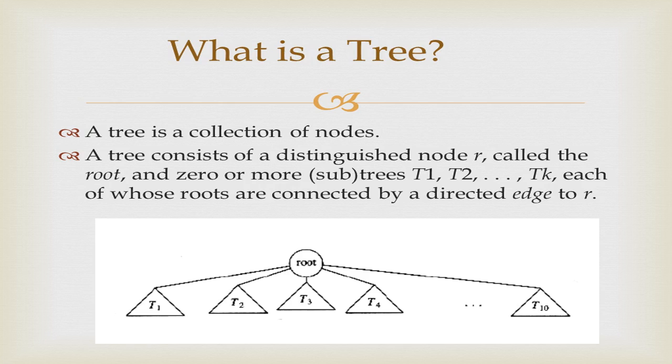Now what does a subtree mean? A subtree is a tree by itself. That is, T1 is a tree by itself, which means T1 will have its own root, T2 will have its own root, and so on up to T10 will have its own root. Now, the roots of all these subtrees will be connected by a directed edge to the distinguished node R. So, these lines which go from the root of T1, T2 up to the distinguished node R, you call them edges. So, this is the definition of a tree.